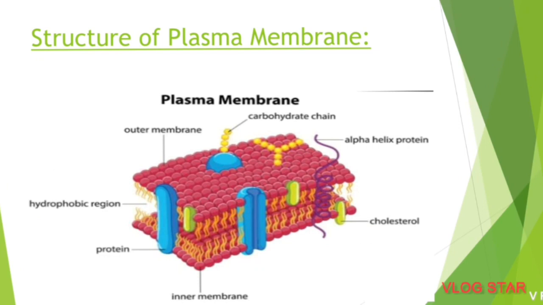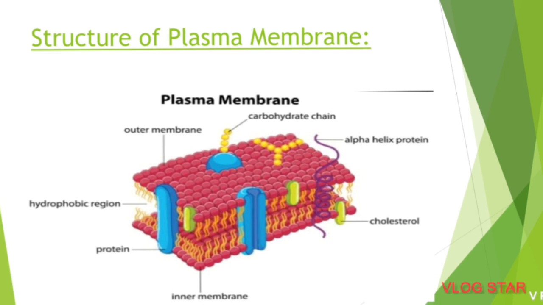This is the structure of plasma membrane. Plasma membrane consists of carbohydrate chain, alpha helix protein, cholesterol, inner membrane, outer membrane, hydrophobic region, protein. So here you can see in the structure carbohydrate chain. Carbohydrates are the third major component of plasma membrane. They are always found on the exterior surface of the cell and are bound either to proteins or to lipids.